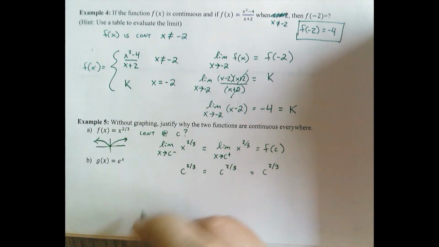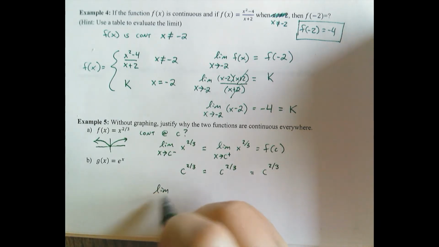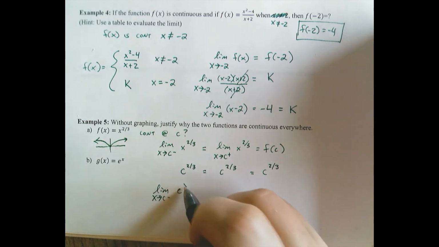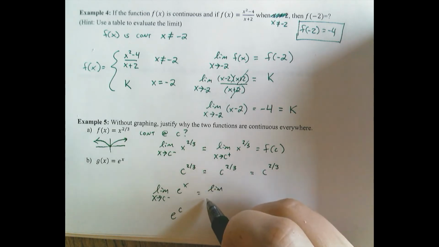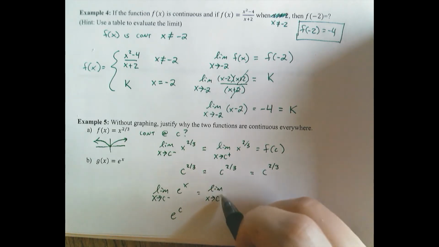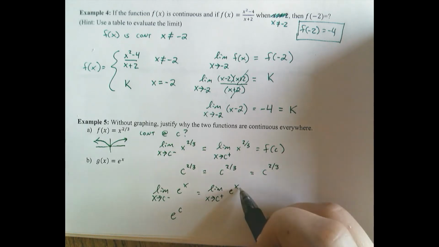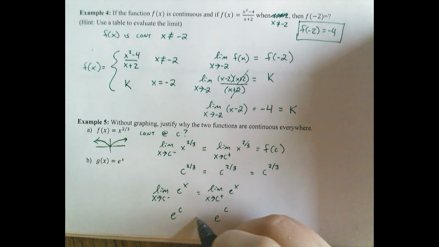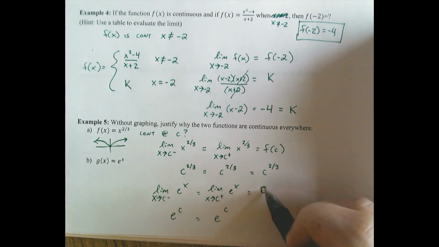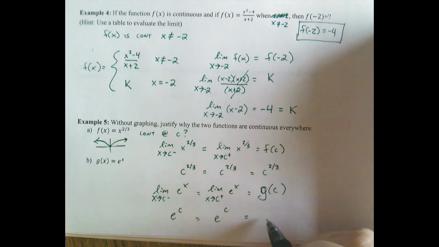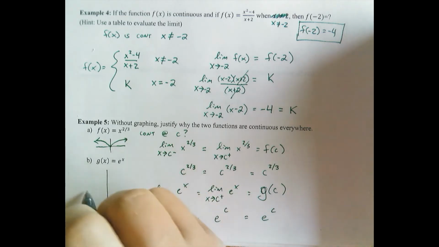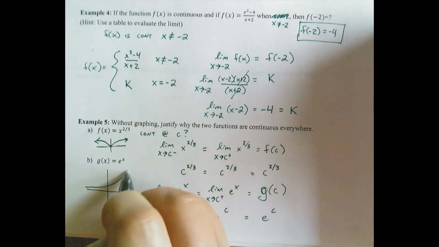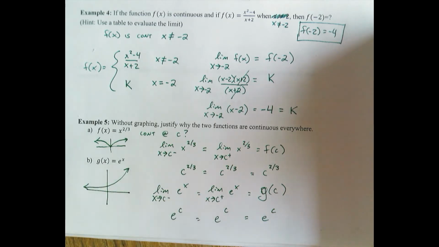For e to the x, if I take the same approach, if I do the limit as x approaches c from the left of e to the x, well, that would be e to the c. If I do the limit as x approaches c from the right of e to the x, well, we direct substitute that in and we get e to the c as well. And finally, if I evaluate, in this case it's g of c, I would get e to the c. Because all three things are the same value, we get this function as continuous. And from our parent function we know e to the x looks like that, and that's a continuous curve as well.